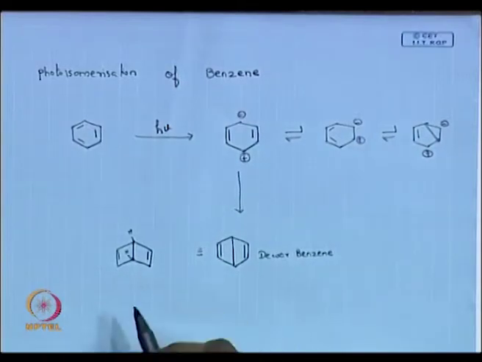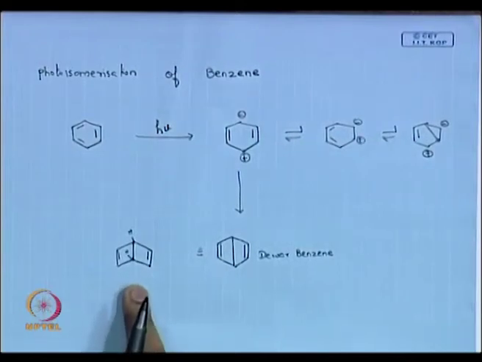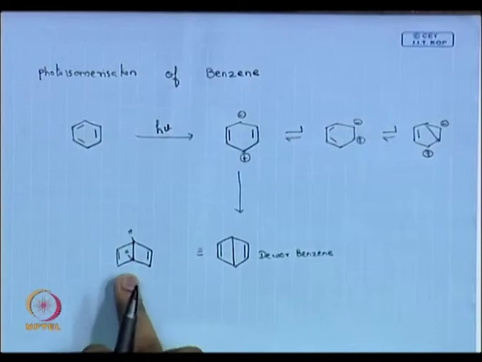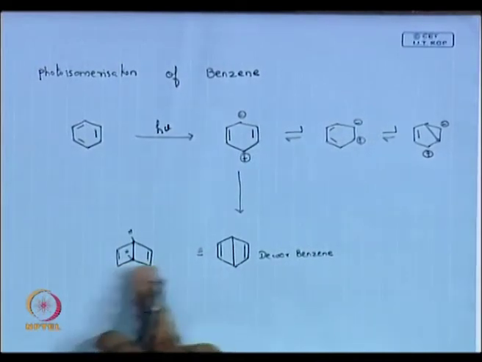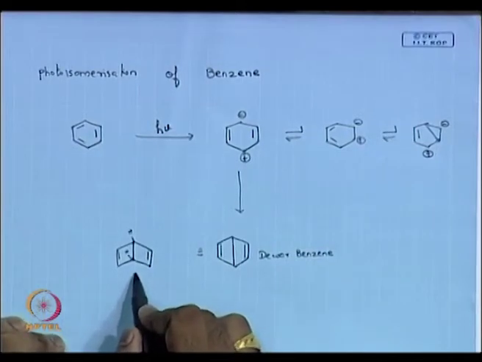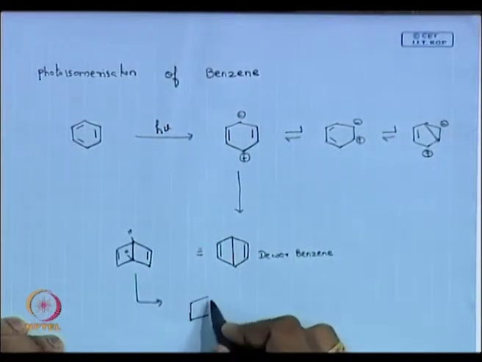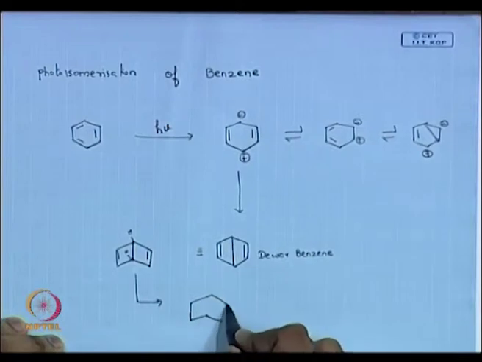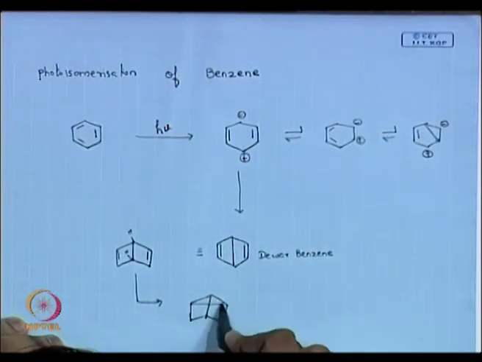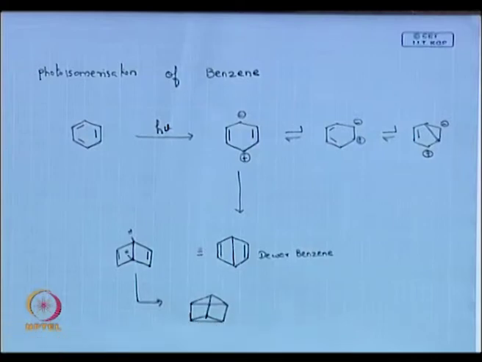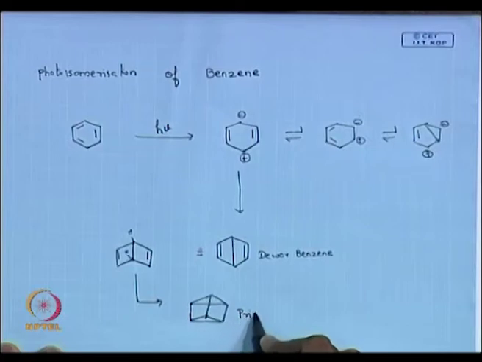What can happen now to Dewar benzene? You think nothing happens to Dewar benzene? Again it is a pi system, no? Two pi systems here. You can make a dimerization again. Fine. So, this you call as prismane.